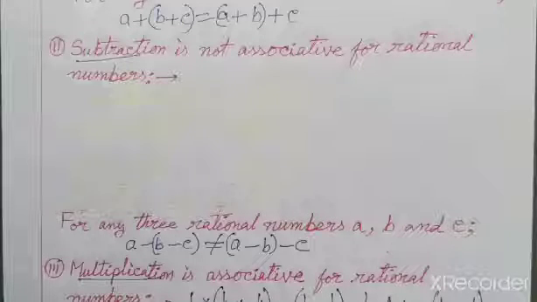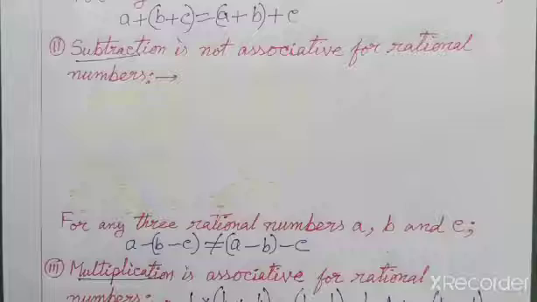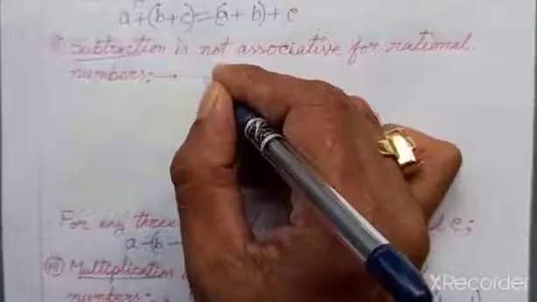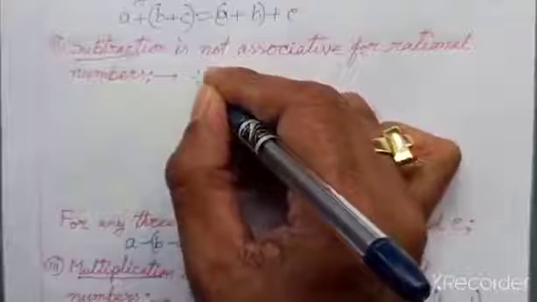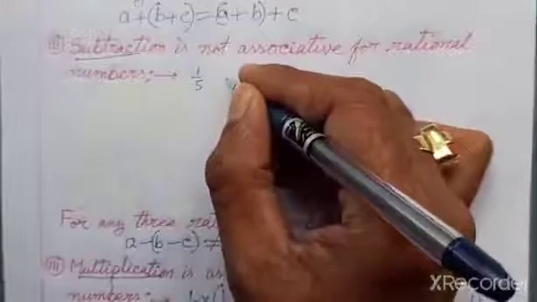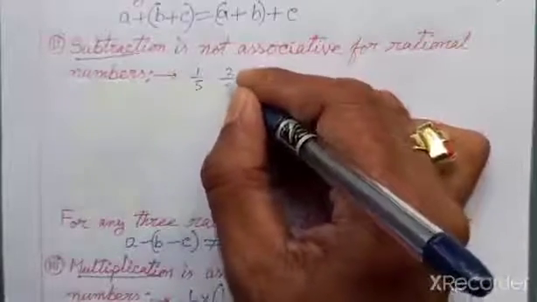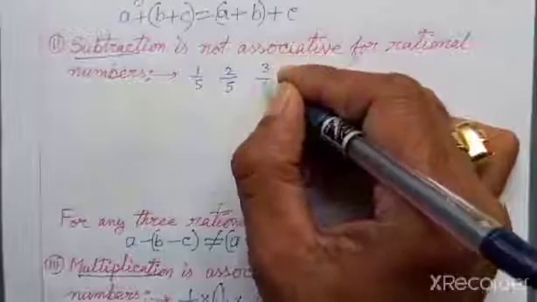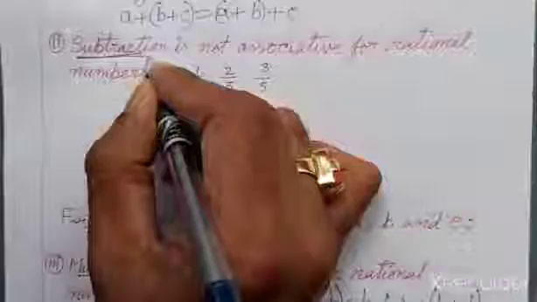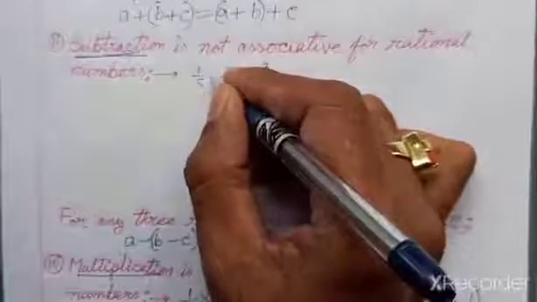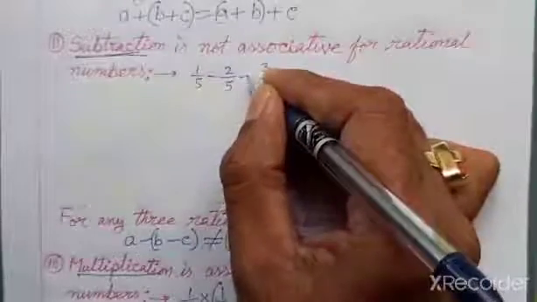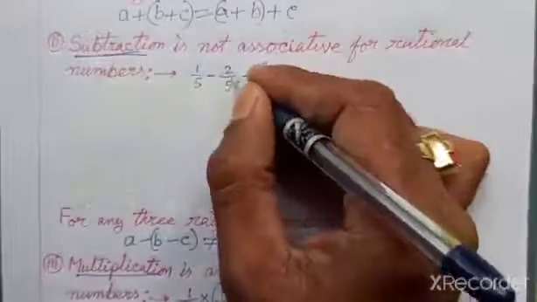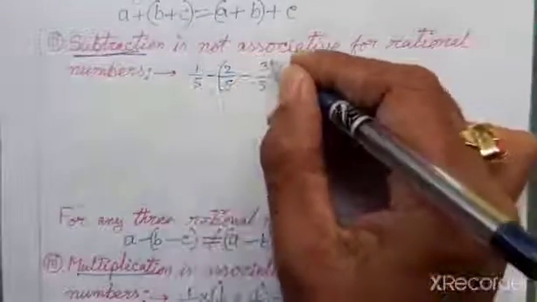Subtraction is not associative for rational numbers. Let's take any three rational numbers: 1/5, 2/5 and 3/5. Here, since this is subtraction, let's use the minus sign. Here is one minus sign, here is one minus sign. The second number 2/5 and minus 3/5 are grouped together by using a bracket.